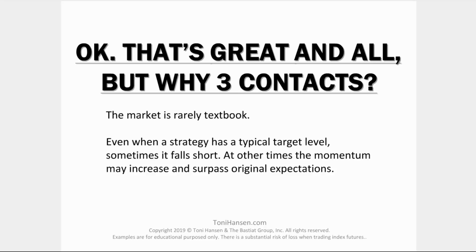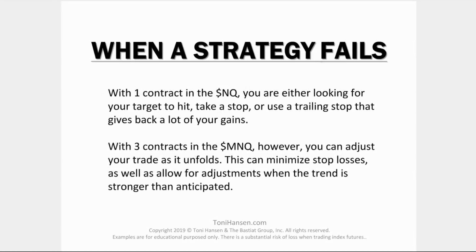Also, it protects you if something goes wrong. So if things turn around, for example, if a strategy fails, you've got 1 contract on the NQ. You're basically either hoping that target's going to hit, or you're going to take a stop, or you're going to use some sort of trailing stop that's going to end up giving back a lot of your gains. With 3 contracts, though, you can adjust your trade as it unfolds. So this can minimize your stop losses as well as allow for adjustments when the trend is stronger than anticipated.